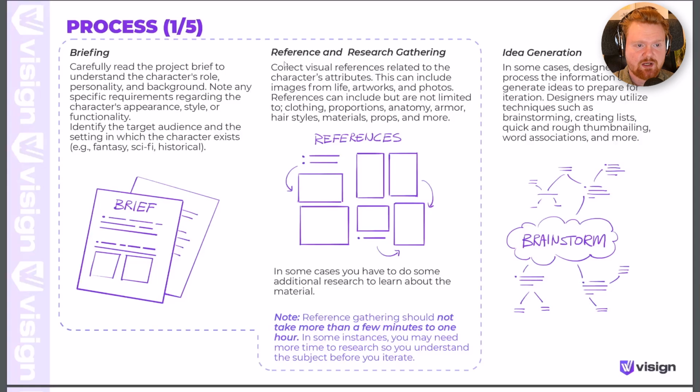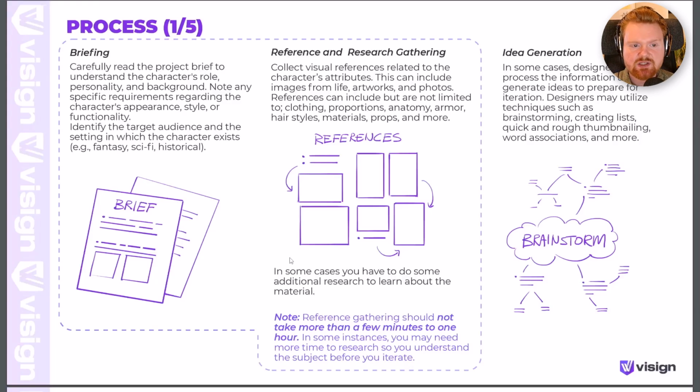Reference and research gathering. So collect visual references related to the character's attributes. This can include images from life, artworks, and photos. References can include, but are not limited to, clothing, proportions, anatomy, armor, hairstyles, materials, props, and more. So there's many things that you can use as reference. So in some cases, you have to do some additional research to learn about the material. So if you are briefed on something, you may know exactly what you need to do in order to gather the references and just get started.